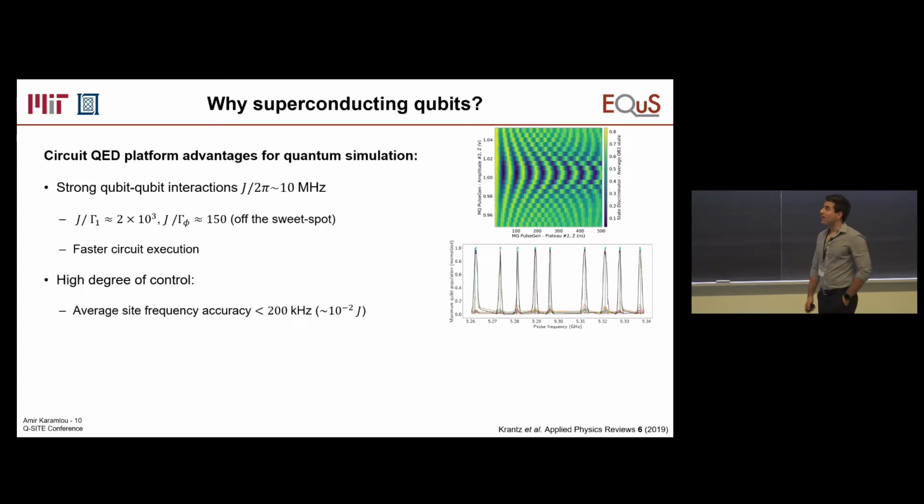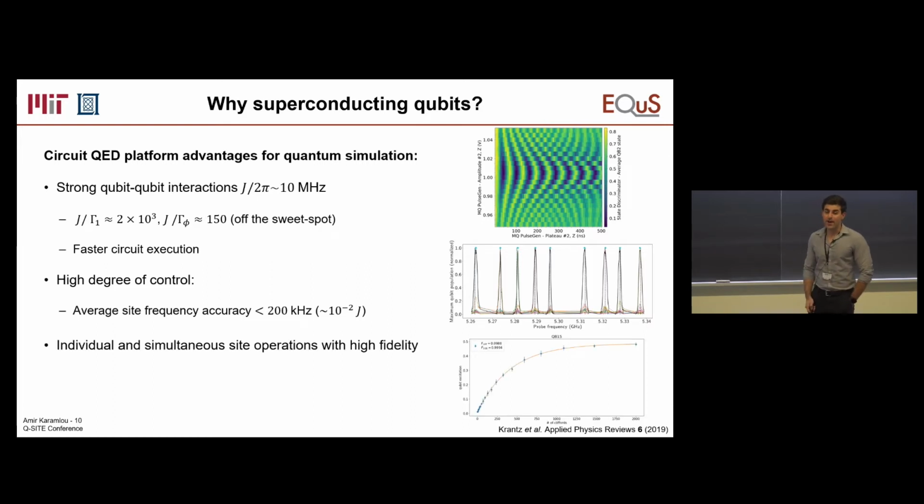Now, the next one is that we have a high degree of control. We can set the frequency of each site with an average accuracy of 200 kilohertz. Which again, compared to this interaction strength that we have, which is the natural unit of our system in a sense, it's 100 times better. So we can get down very accurate. We have access to individual and simultaneous site operations, think single or 2 qubit gates with high fidelity. So this number, the 99.9 plus fidelity for single qubit gates, is from the experiment that I'm doing.